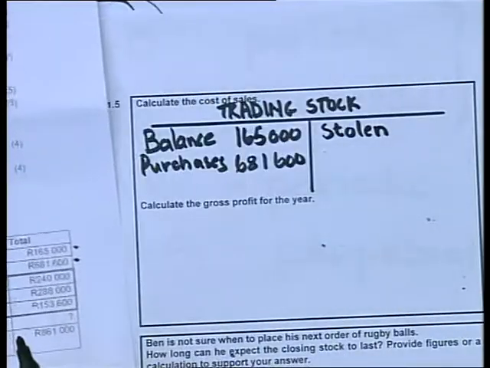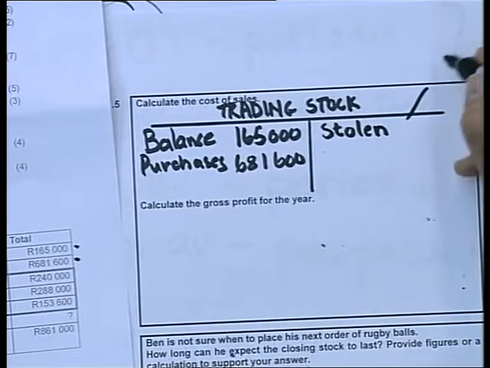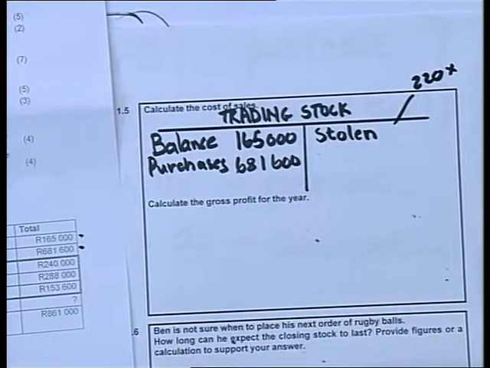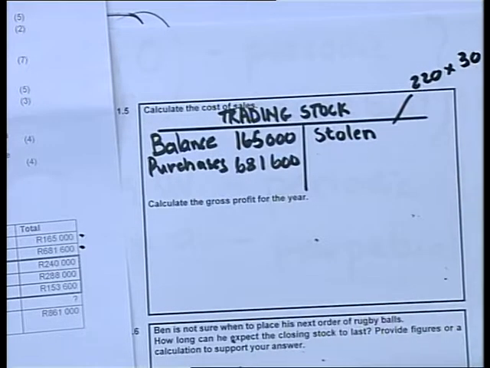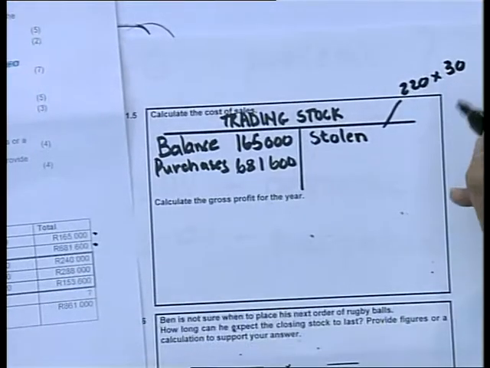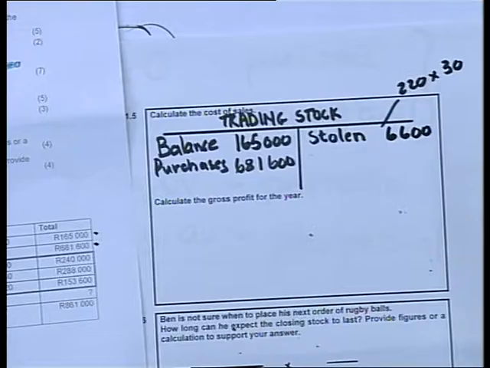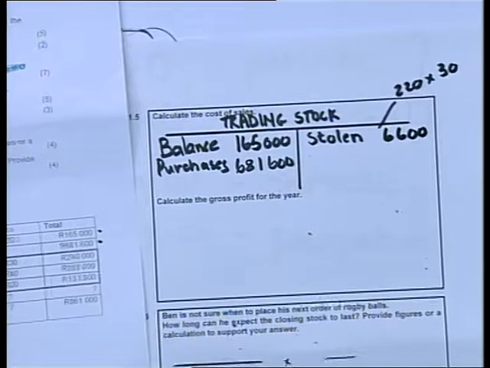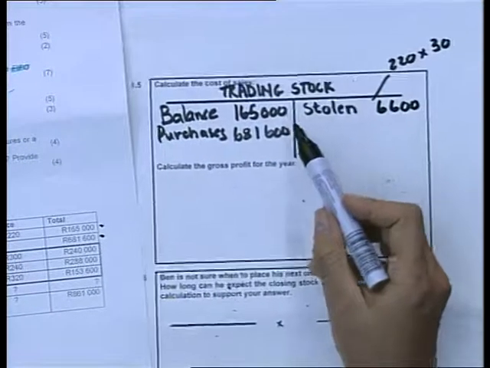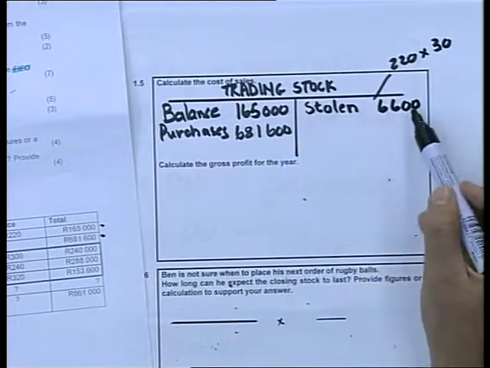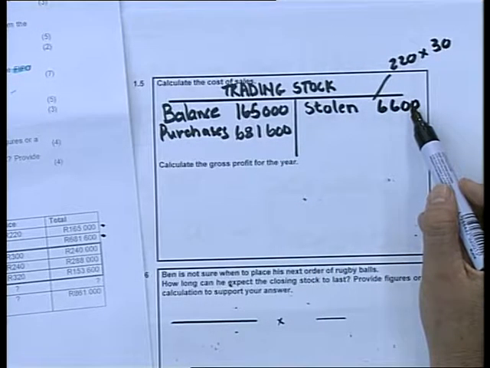Okay, so that means 220 Rand times how many units? Times 30 units. Okay, and that will give us 6,600 units that were stolen. Okay, so now we have the opening balance plus the purchases minus the units that were stolen.